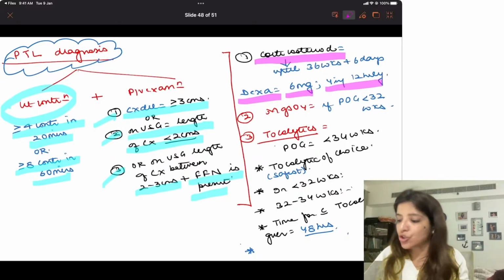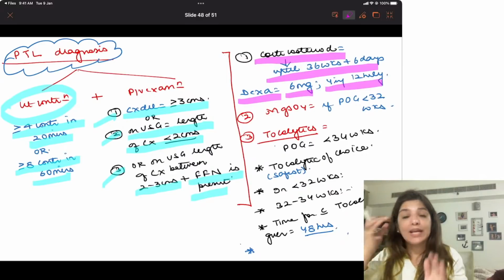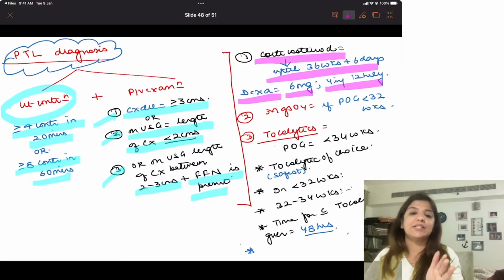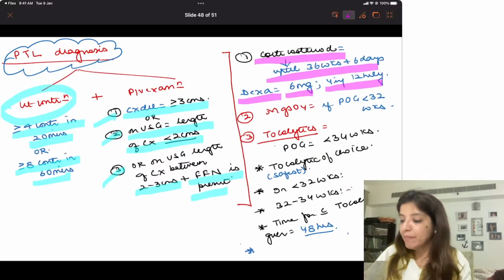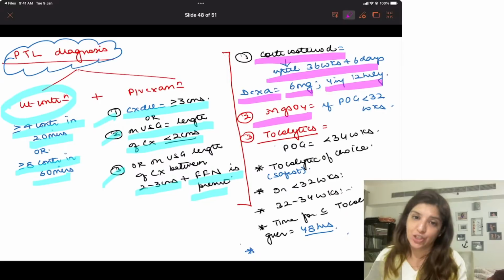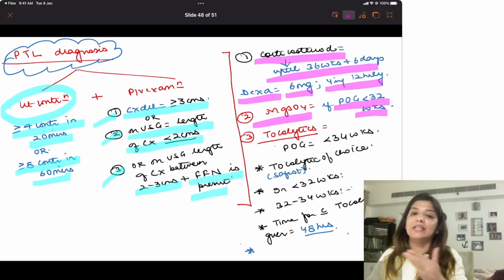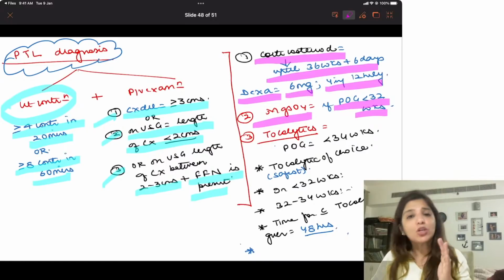Now, corticosteroids are given in all cases of preterm labor up till 36 weeks plus 6 days. Earlier, it was said that corticosteroids are given only up till 34 weeks. Now, they say it is given up till 36 weeks plus 6 days. So, in all cases of preterm labor, you have to give corticosteroids. Magnesium sulfate. What is magnesium sulfate used for? It is used for neuroprotection. And it is used in all preterm labor which are happening at less than 32 weeks.